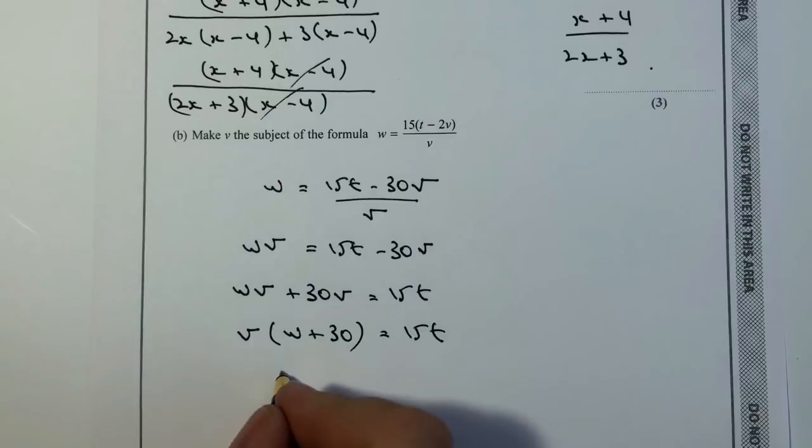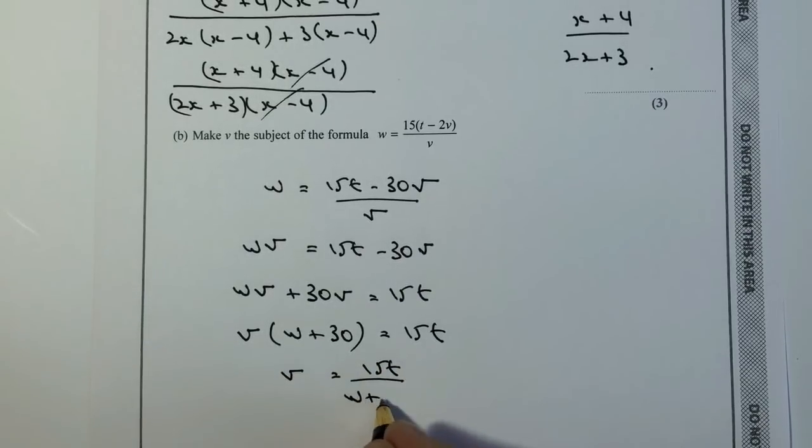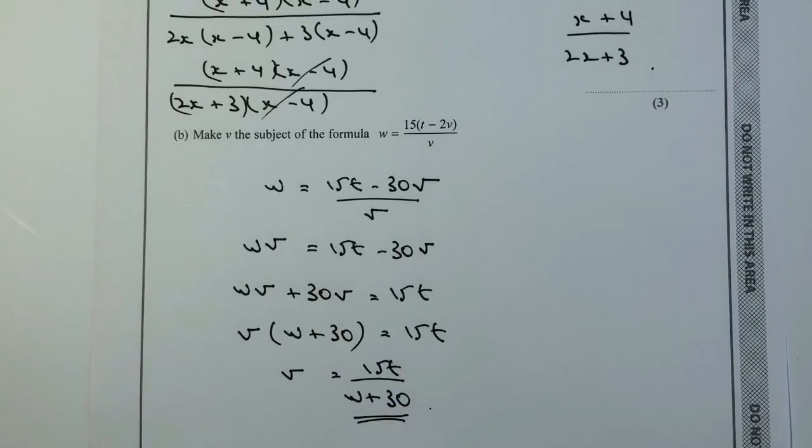So I can say that v equals 15t divided by w plus 30, and that's the answer to this particular question. Okay, hope that's all right for you.